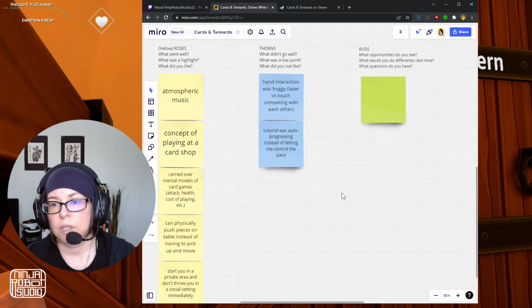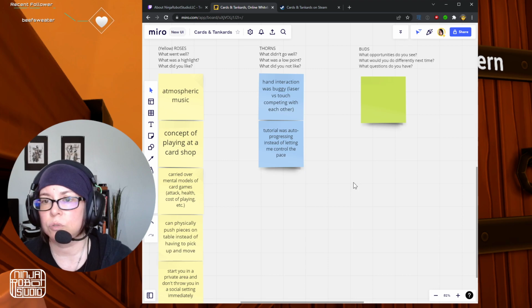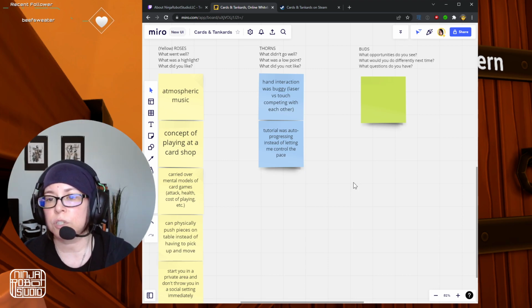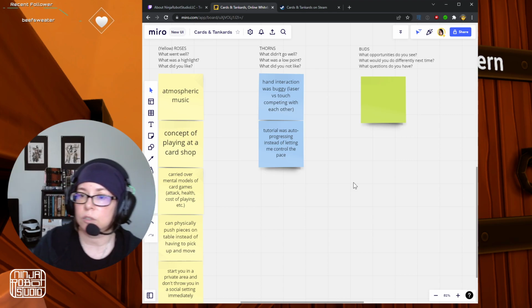Okay. So you want to keep your thorns separate from your buds. That's a common thing that people do. The thorns are what was a low point, what did you not like. You don't want to start adding your buds to the thorns column immediately.